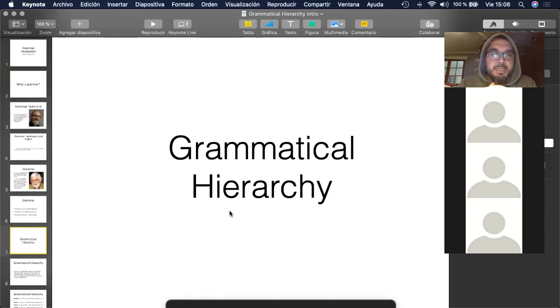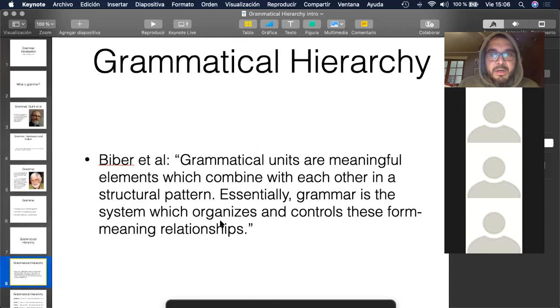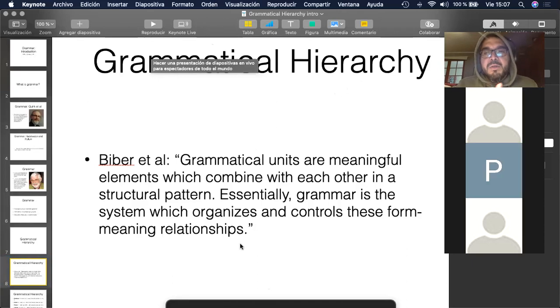Grammatical hierarchy. Biber, another grammarian, says that grammatical units are meaningful elements which combine with each other in a structural pattern. Essentially, grammar is the system which organizes and controls these four meaning relationships.